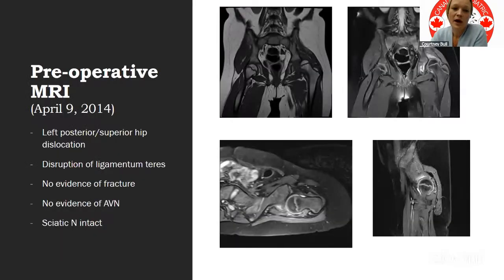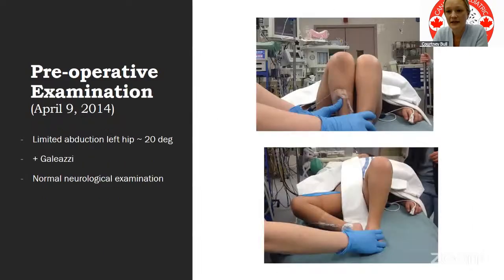So this was her preoperative MRI. It showed a left posterior superior hip dislocation. There was complete disruption of the ligamentum teres. There was no evidence of any associated fracture on the MRI. There was thankfully no evidence of any early AVN, and the sciatic nerve was found to be intact.